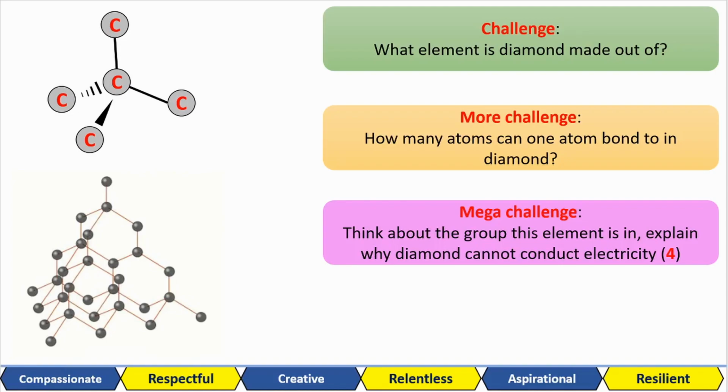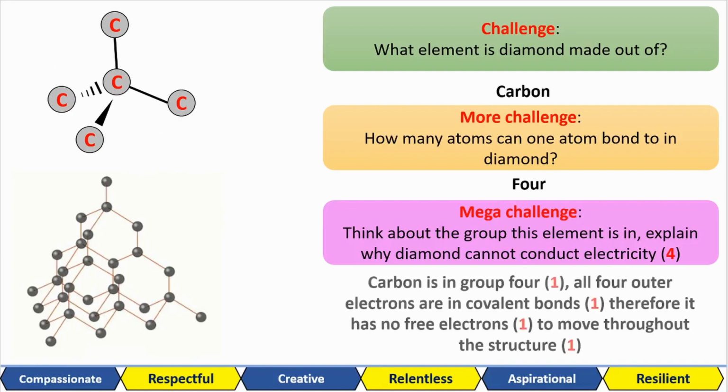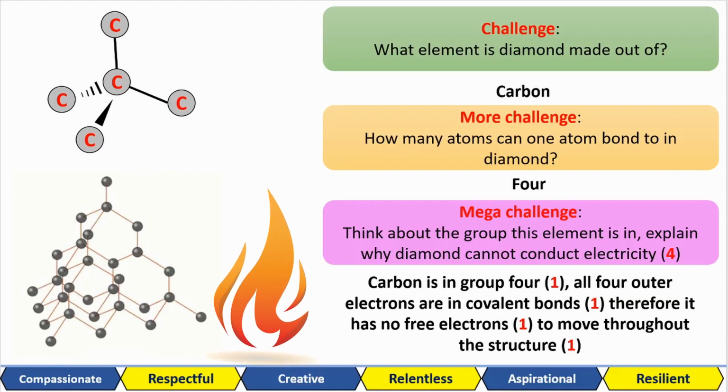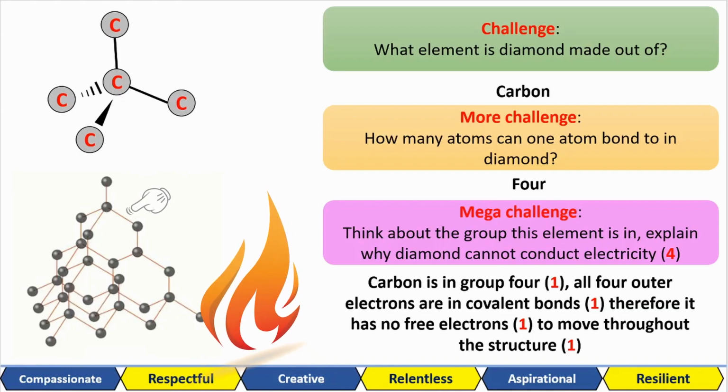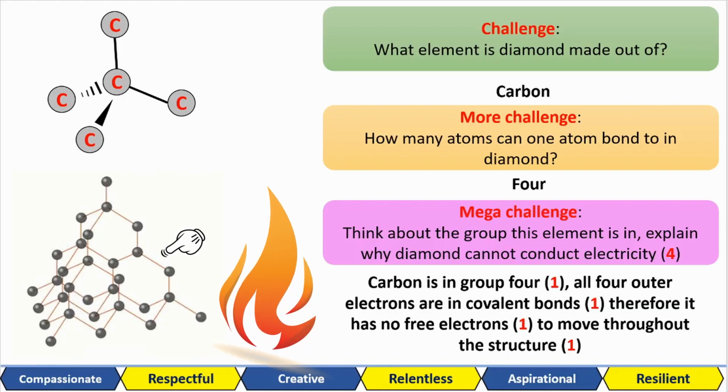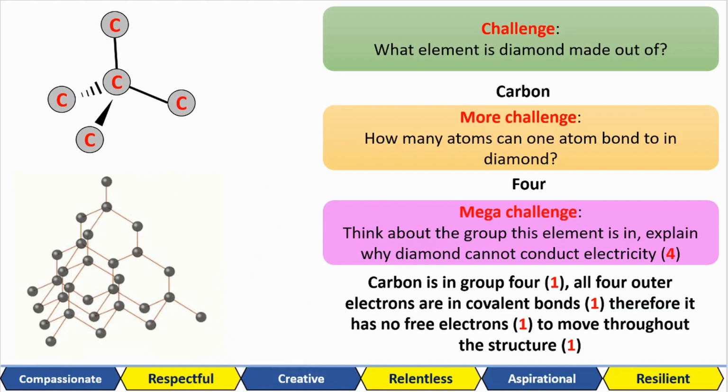We clearly see that the element is carbon in diamond. The central carbon is bonded to 4 other carbon atoms. Carbon is in group 4, so all of its 4 outer shell electrons are in its 4 covalent bonds, so it doesn't have any free electrons that are free to move through the structure. Diamond has a high melting point because there are so many of these covalent bonds, so a lot of energy is needed to break those covalent bonds.